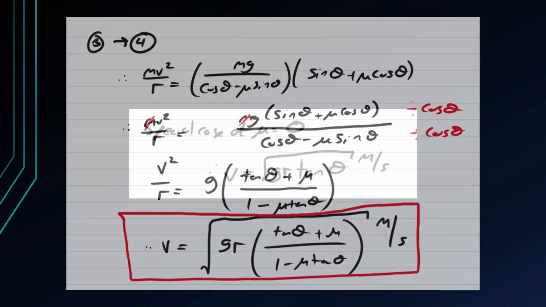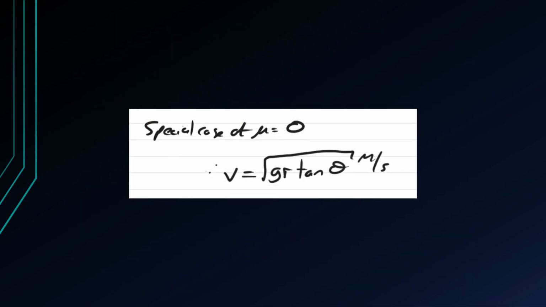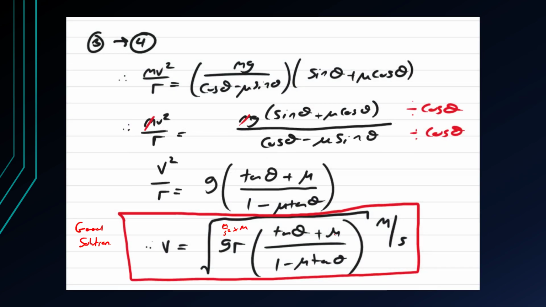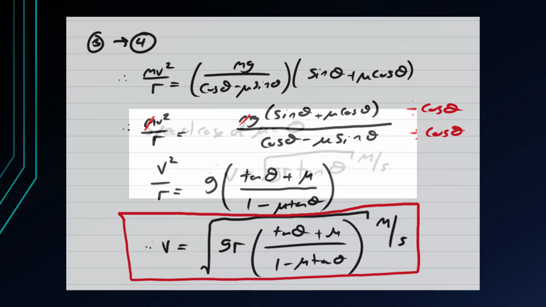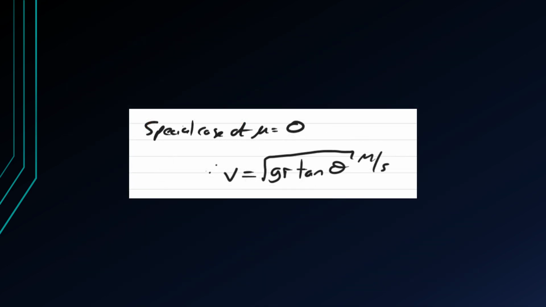Now of course the special case occurs at mu equals 0, so if you go back and put mu equals 0, this becomes 0, this becomes 1 minus 0, so that's just 1, and we get v equals the square root of g r tan theta, which is, as I've already written, the special case when the friction tends to 0 and the reaction force does all the work.